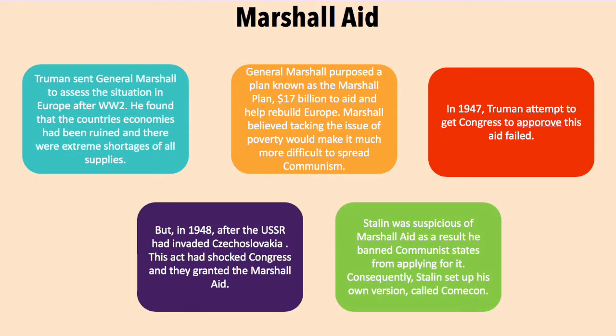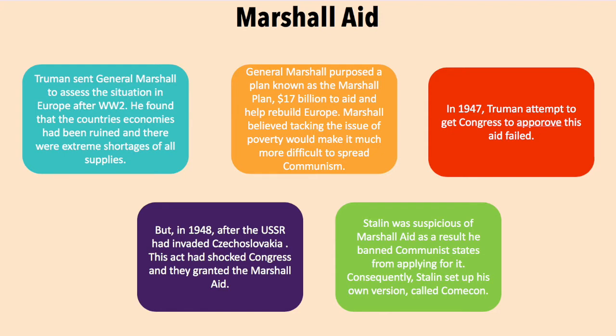Truman sent General Marshall to assess the situation in Europe after World War II. He found that the countries' economies had been ruined and there was an extreme shortage of all supplies. General Marshall proposed a plan known as the Marshall Plan, $17 billion of aid to help rebuild Europe. Marshall believed tackling the issue of poverty would make it much more difficult for communism to spread.